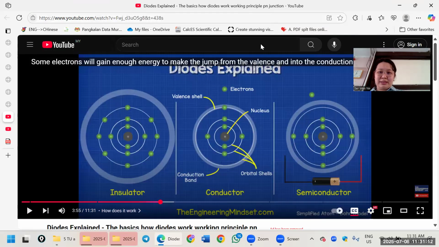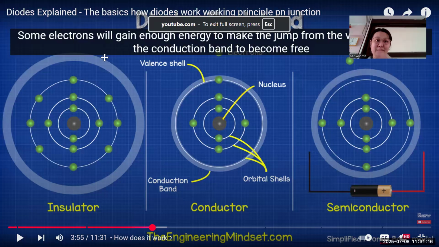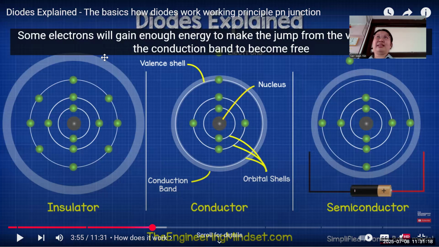Okay, so this is how we see the difference. We cannot see the difference from outside, but we can see from inside, especially the atom side. Okay, now first of all, a conductor.